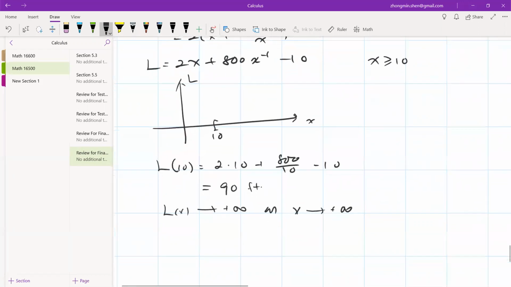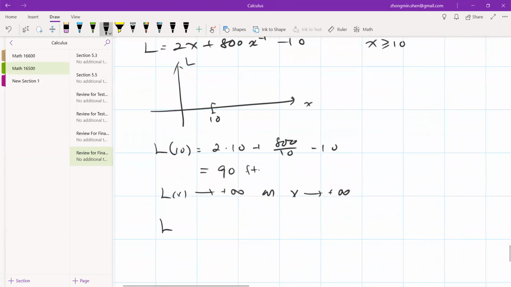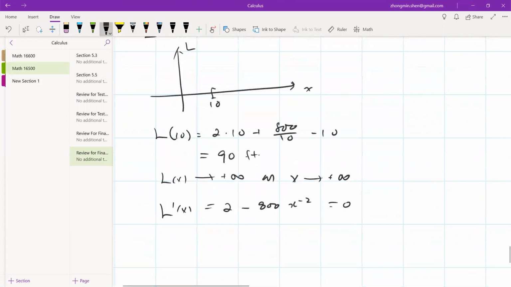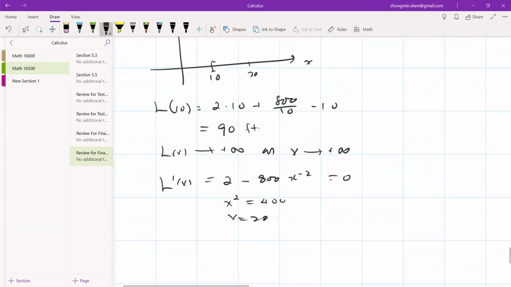So I have to find the derivative. You will get 2 minus 800 x to the negative 2, and set this to be 0. So you will get x squared equals 400, so x equals 20. Great. x equals 20 is a pretty number, but I'm not sure it has a smaller value.